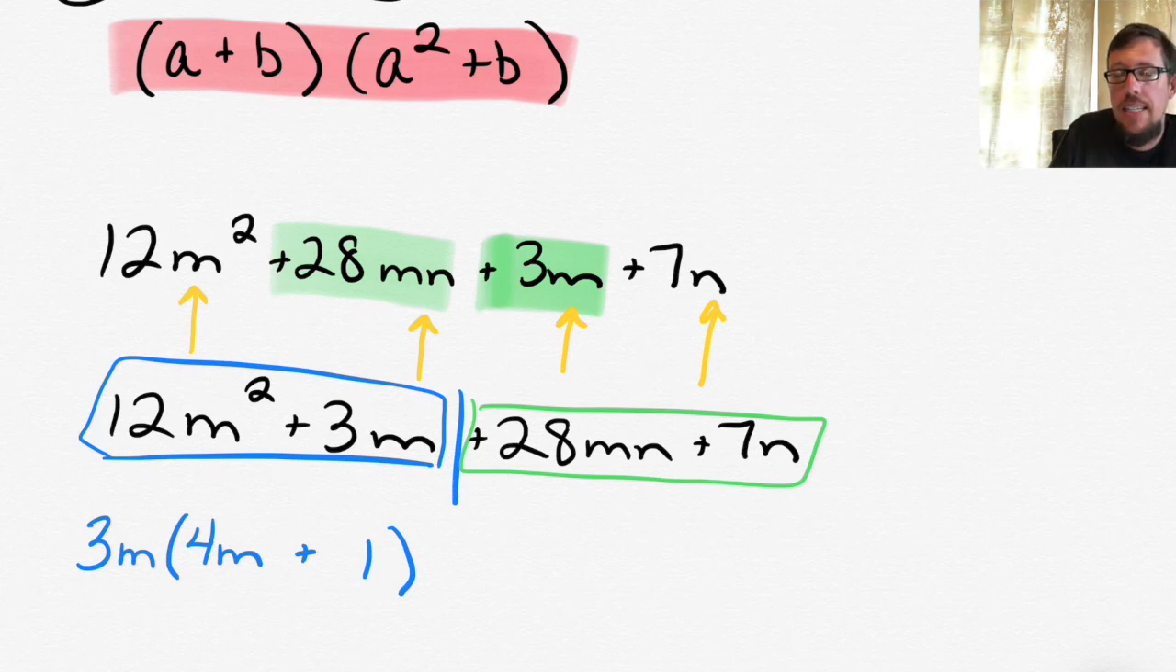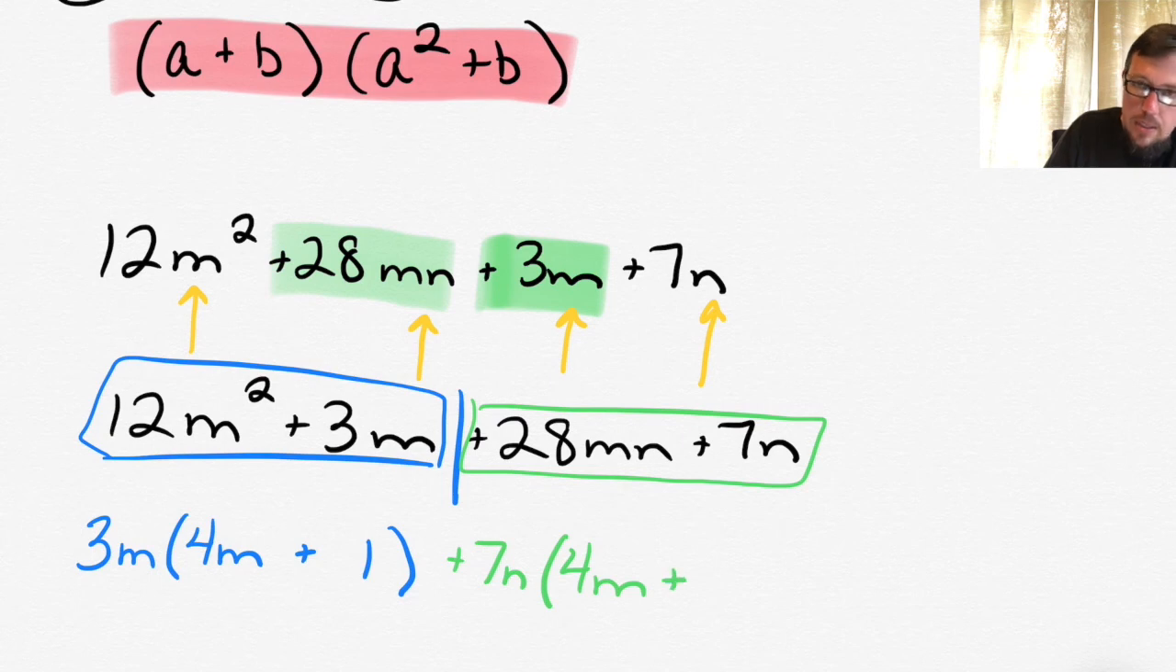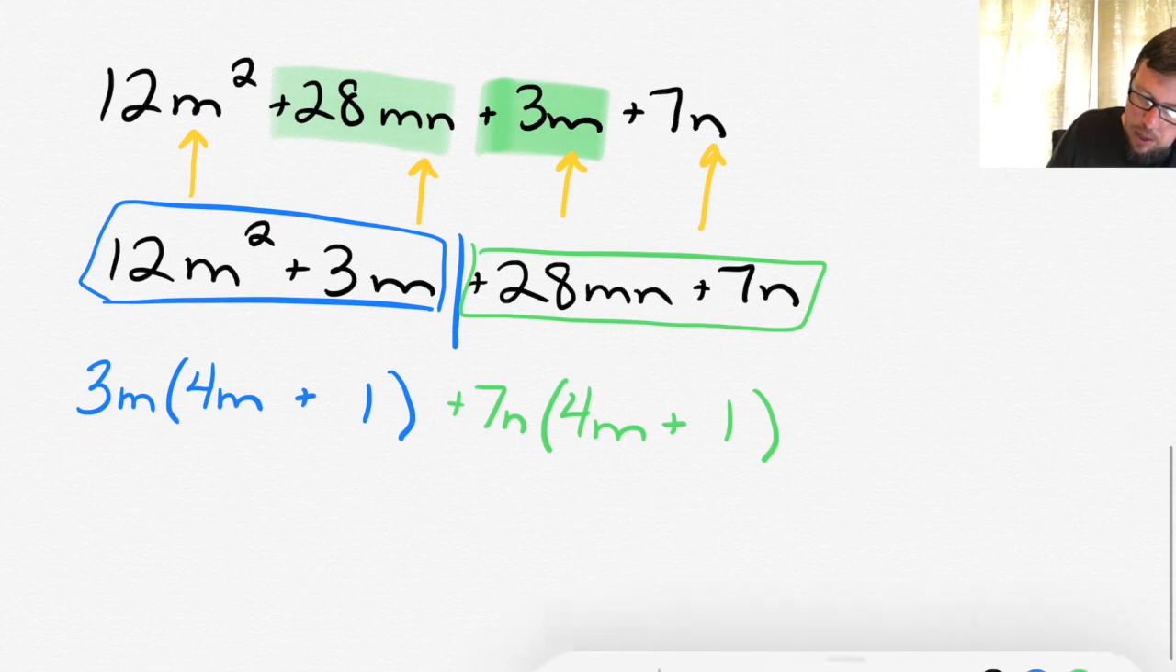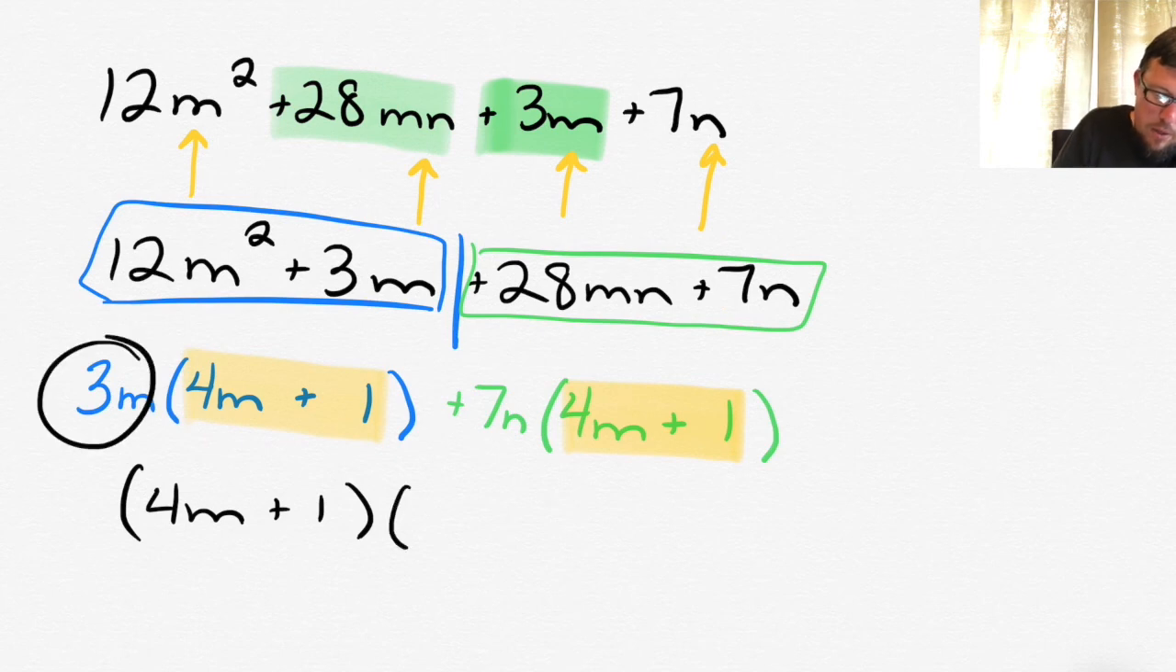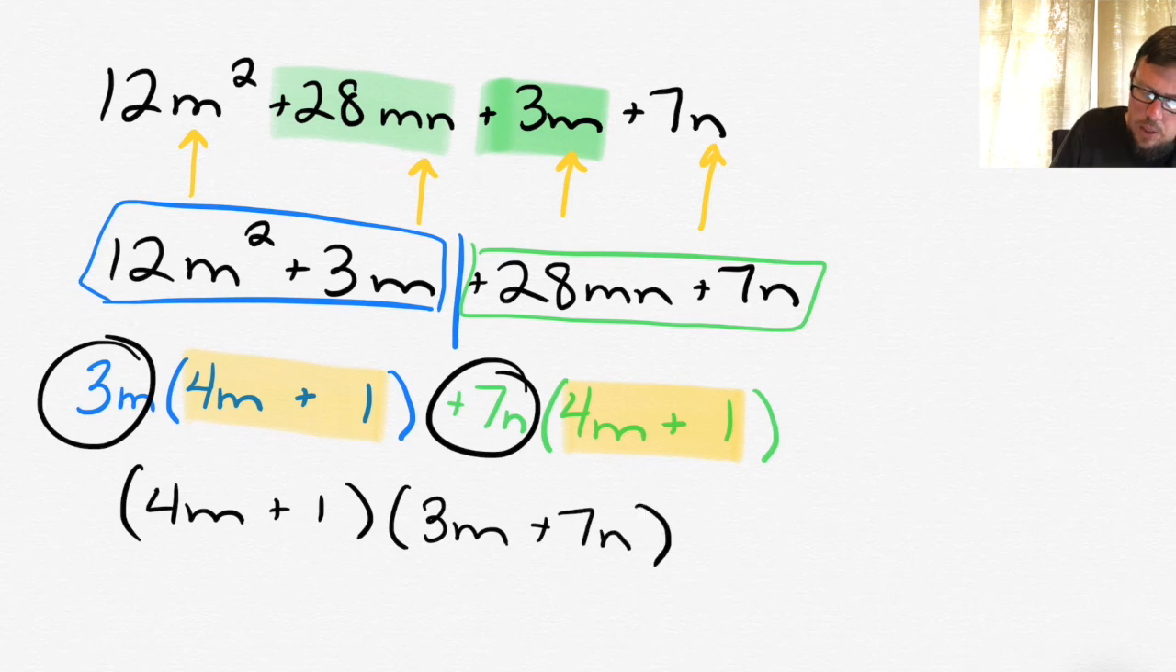Greatest common factor there is 7n. 28mn divided by 7n is 4m plus 1. Do I have a common binomial? It's 4m plus 1 and 4m plus 1. So there's my common binomial, which means my parentheses would be 4m plus 1, and what's left over, 3m plus 7n, which is the correct answer.